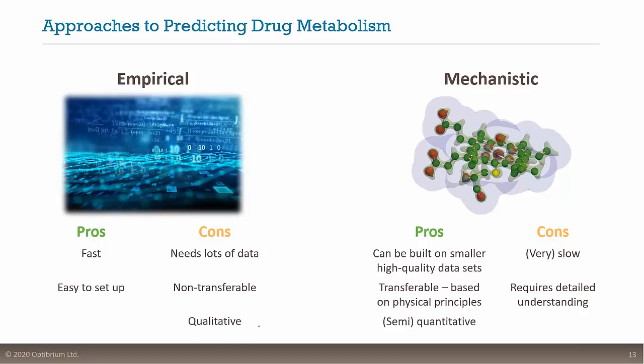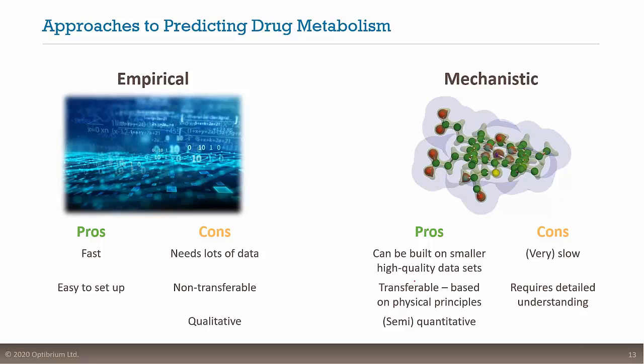And they also tend to be quite qualitative, so there are big uncertainties in the prediction. Sometimes you simply end up with a classification, or at least not a very clear distinction between different sites. Again, at the other end of the spectrum, if we're looking at mechanistic methods, then the pros there are that they can be built with smaller data sets, although you do need very high quality data sets.